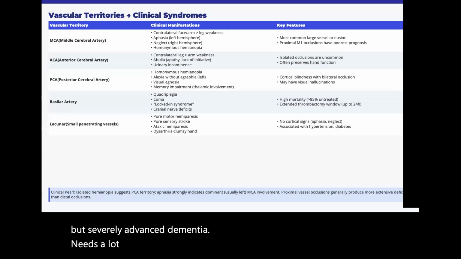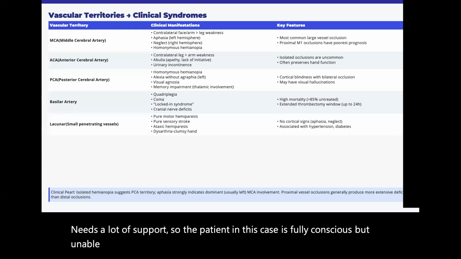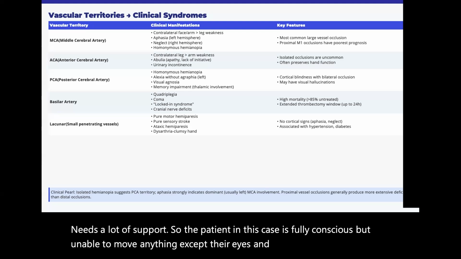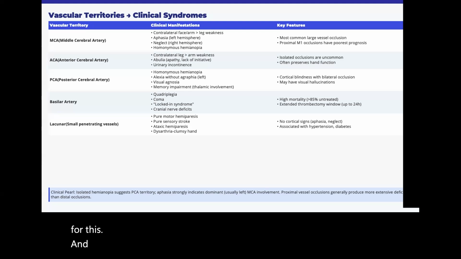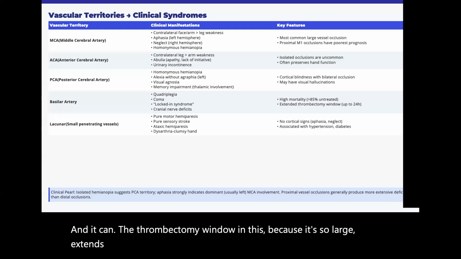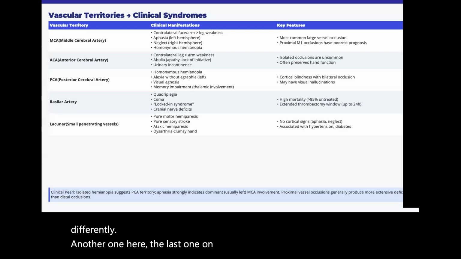So the patient in this case is fully conscious, but unable to move anything except their eyes. And mortality is extremely high for this. And the thrombectomy window in this, because it's so large, extends up to 24 hours because the brainstem tolerates ischemia differently. Another one here, the last one on our list, is the lacunar strokes.